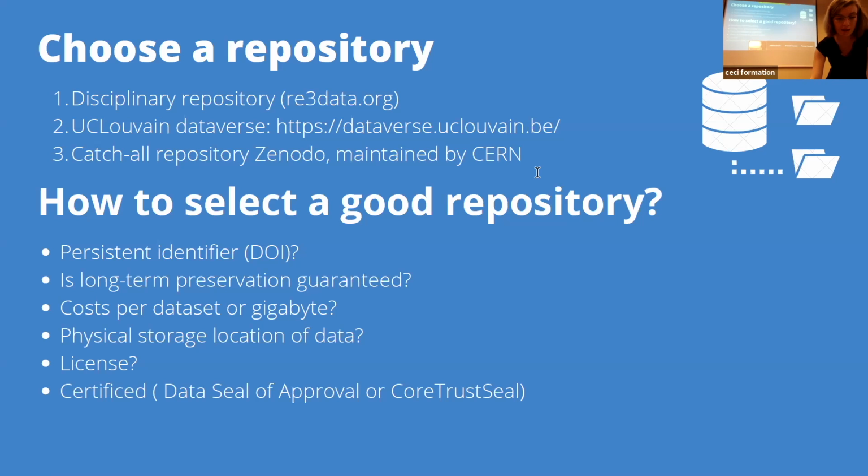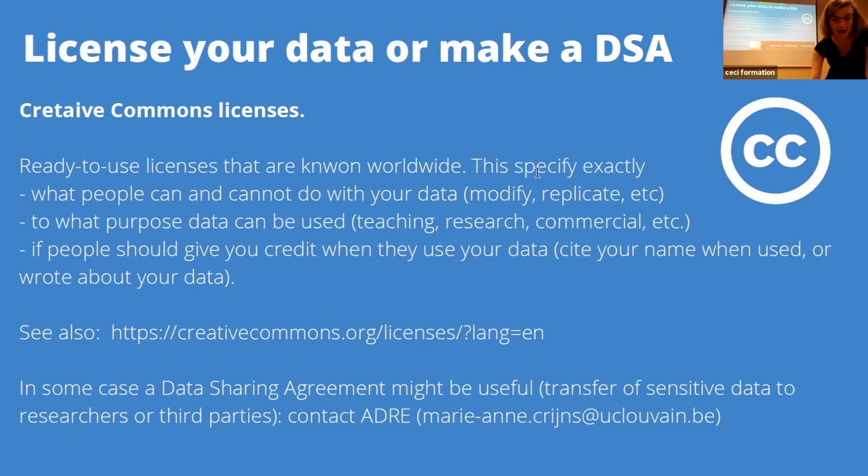But let's have a look at what a license for data is. Maybe you have heard about Creative Commons licenses, no? Creative Commons licenses are ready-to-use licenses that are really largely known in the scientific community. They are really easy to use because you have to decide three points. First one, what people can do with your data. Can they replicate them? Can they modify them or not? This is really up to you to choose.